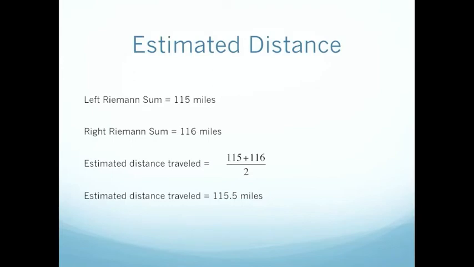Okay, now once we've calculated both the left-hand and the right-hand Riemann sums, all we have to do to find the best possible approximation for the data that we have is average the two together. And what we're going to get is that my car traveled 115.5 miles.